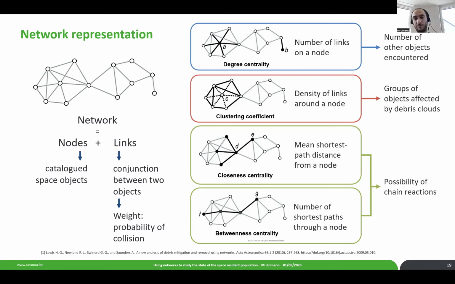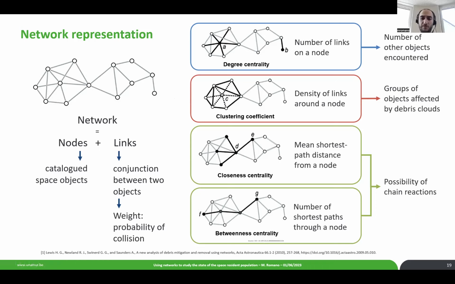The clustering coefficient represents the density of links around the node. So how dense is the neighborhood of a given node. And so we can identify the groups of objects in space that, for example, will be affected if there is a fragmentation, if there is a collision, if there is a cloud of fragments that is produced that will actually affect many other satellites, many more objects than the ones that are simply connected to, for example, the central node here.